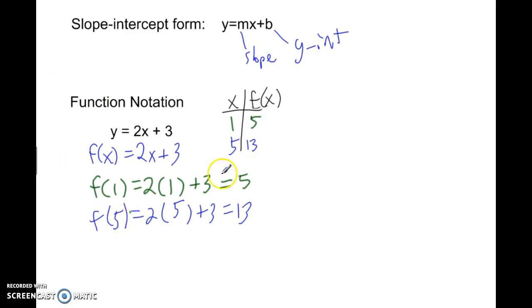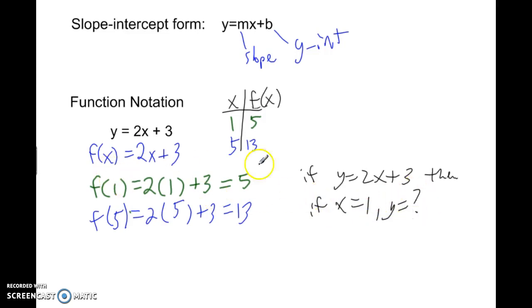The old way we used to do this, we used to say if y equals 2x plus 3, then if x equals 1, y equals blank. We'd ask the same kind of question. It's a lot easier to say, what is f of 1? f of 1 is 5. We're saying plug 1 into the f function. This is the f function, 2x plus 3. Your output is 5, which means your y value, or f of x, is 5. So that's just some new notation we're learning, and I really want you to start using it, and I think you'll enjoy it. It's a little easier to use than y equals.